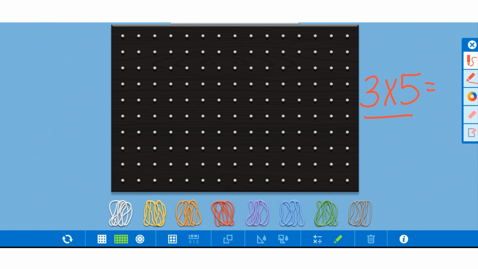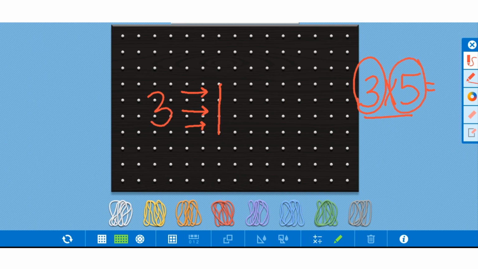So I'm going to begin with my first factor, which is 3. And I'm going to draw 1, 2, 3 right here on my geoboard. And this is going to represent my rows. So I have 3 rows that are starting that direction.